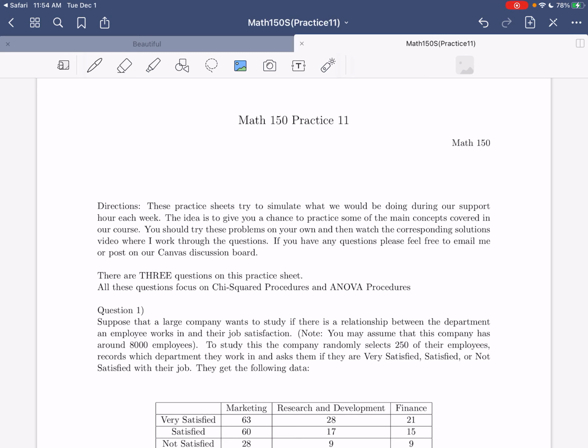In today's video, we're going to be working through practice number 11, which focuses on the chi-squared and Anova procedures. As usual, before watching this solutions video, I recommend making sure that you've already watched all the videos on the chi-squared procedures and the Anova procedures, and you've tried the 3 questions on this practice sheet. If you've already done that, well, then let's go ahead and get started with these solutions.